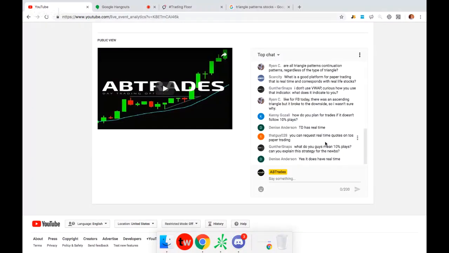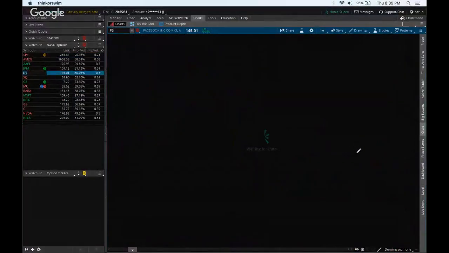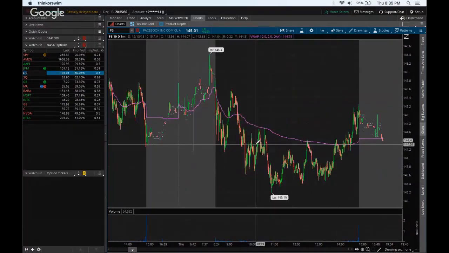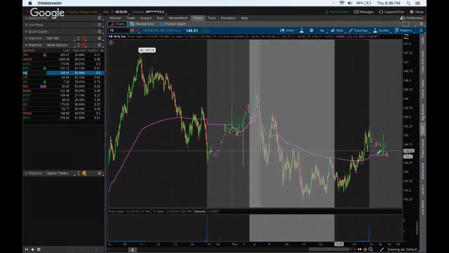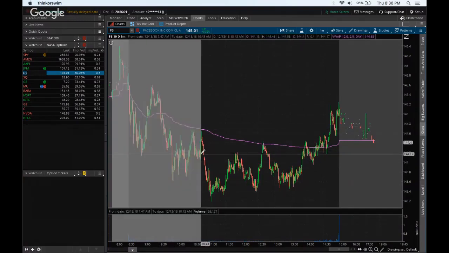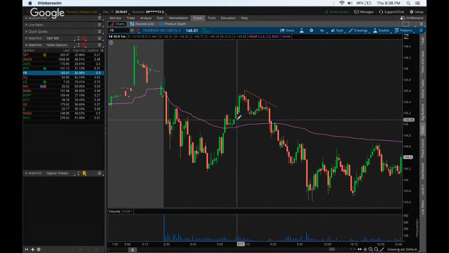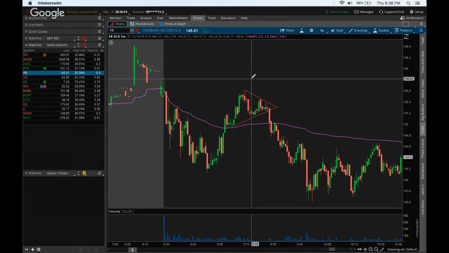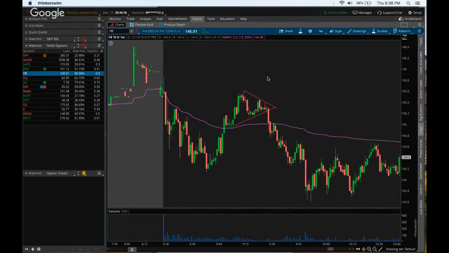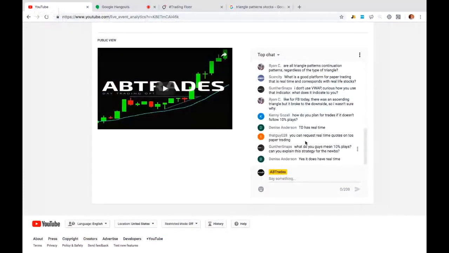Like for Facebook today, there was an ascending triangle, but it broke to the downside, so I wasn't sure why. Let's take a look at that. Facebook. Oh, I see it. So, ascending triangle. If you're classifying this as an ascending triangle, I don't know what you are. Please comment if this is the ascending triangle you were talking about. This is a symmetrical triangle, in my opinion. I just want to see if that is what you're talking about.